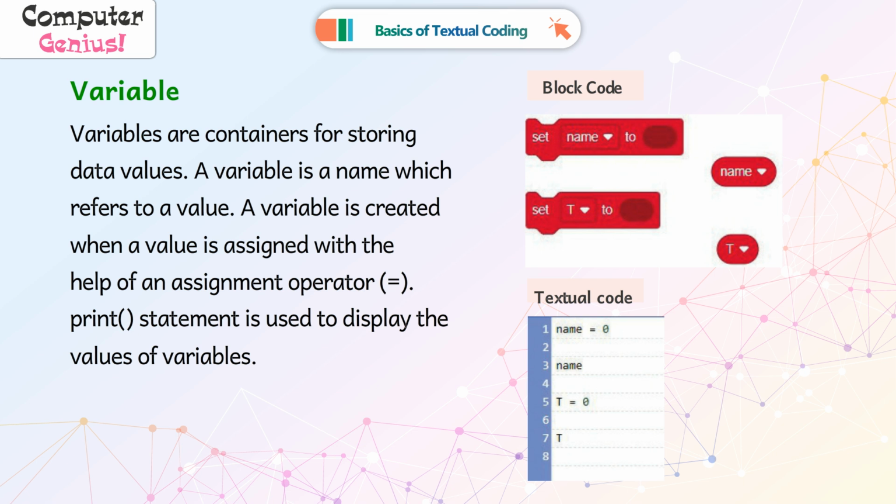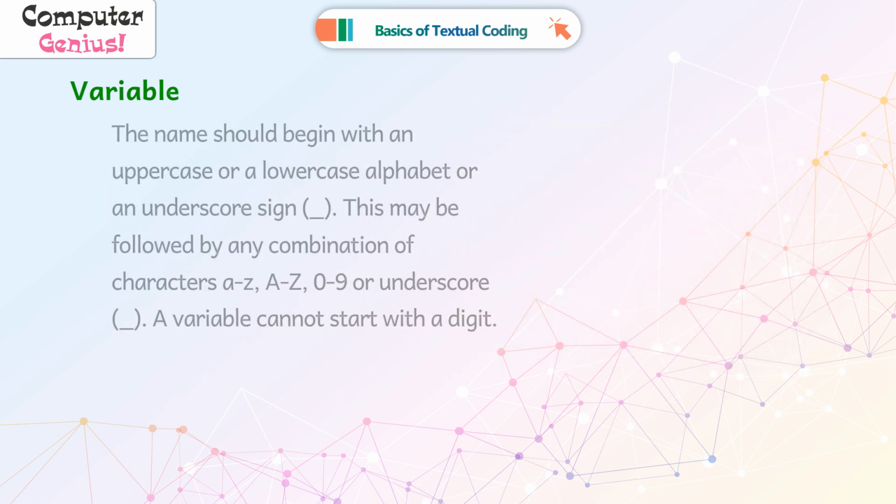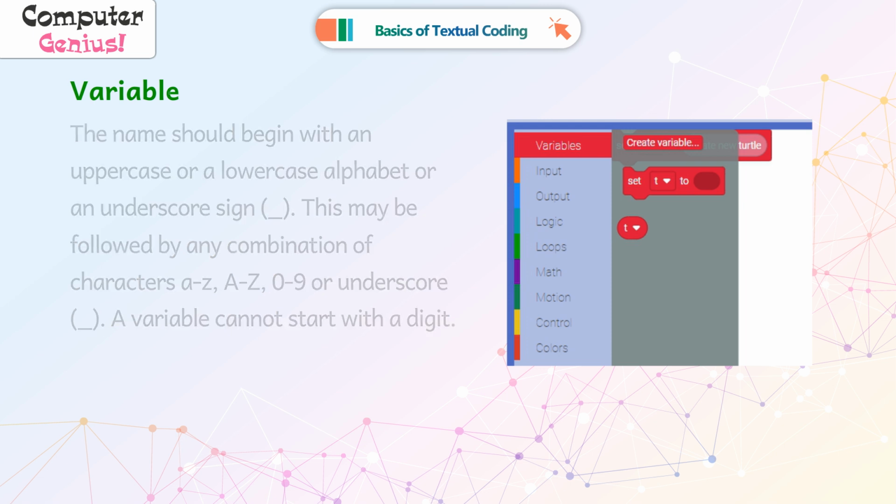Block code, textual code. The rules for naming a variable in Python are as follows. The name should begin with an uppercase or a lowercase alphabet or an underscore sign. This may be followed by any combination of characters: lowercase a to z, uppercase A to Z, 0 to 9, or underscore. A variable cannot start with a digit.